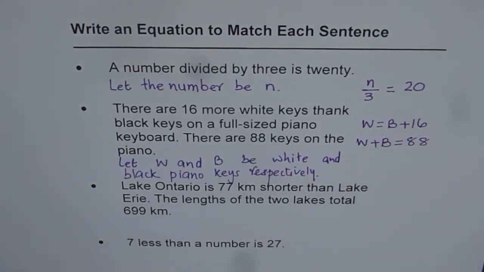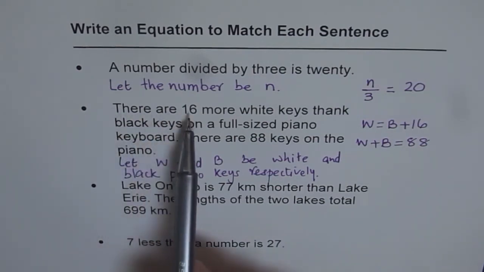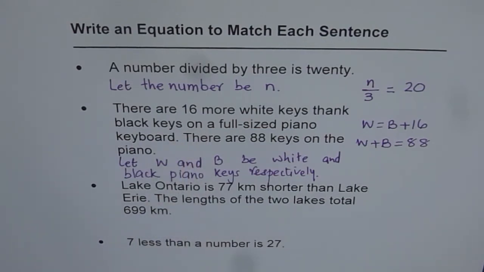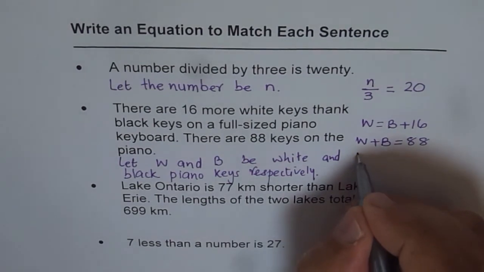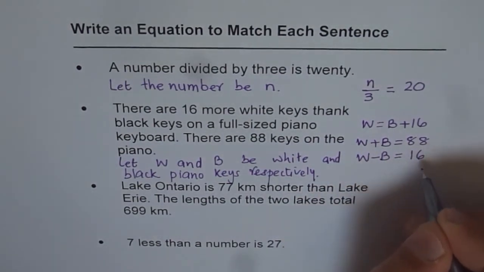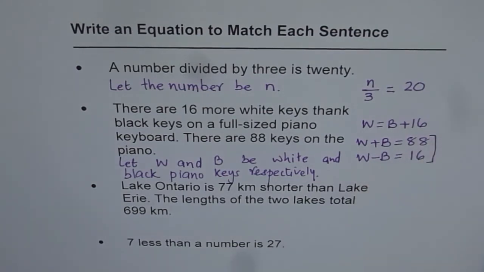Now the first equation could have been written in a better way. There are 16 more white keys than black keys. That means the difference between them is 16, where white is greater, and therefore you could have written this as white minus black equals 16. So I prefer these two equations, right? Remember, we only need to write down the equations and we don't have to solve them. So don't waste your time solving them.